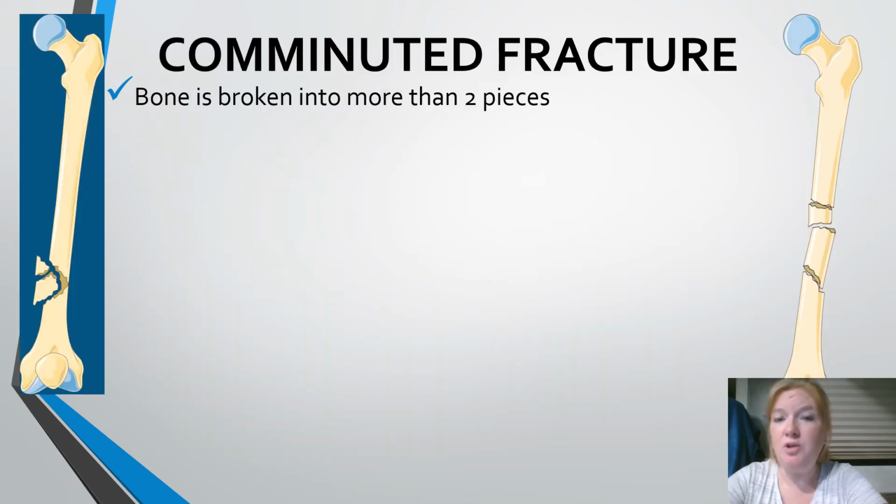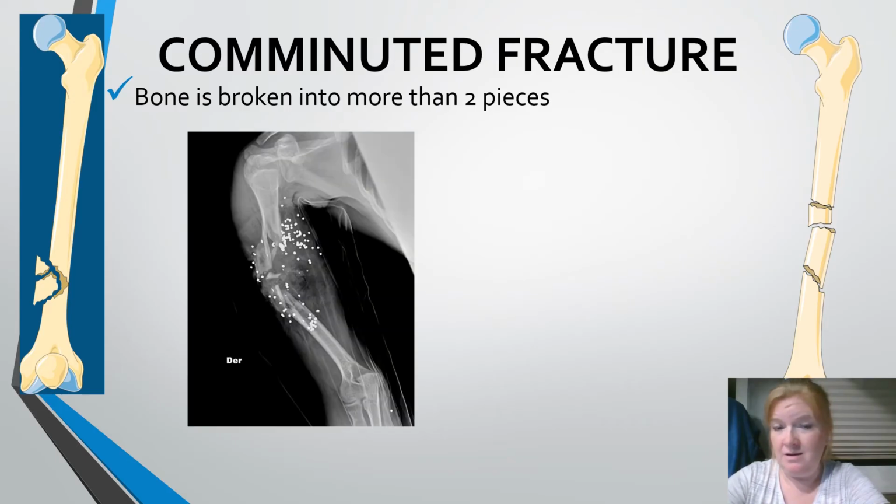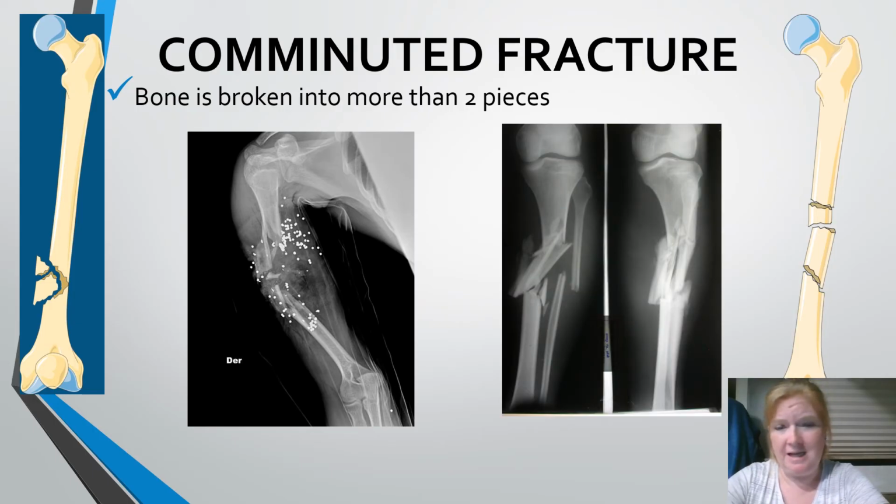Then we have comminuted fracture. That's where the bone is broken into more than 2 pieces. Comminuted fracture of the humerus. Ooh, comminuted fracture. That's the tibia and the fibula.